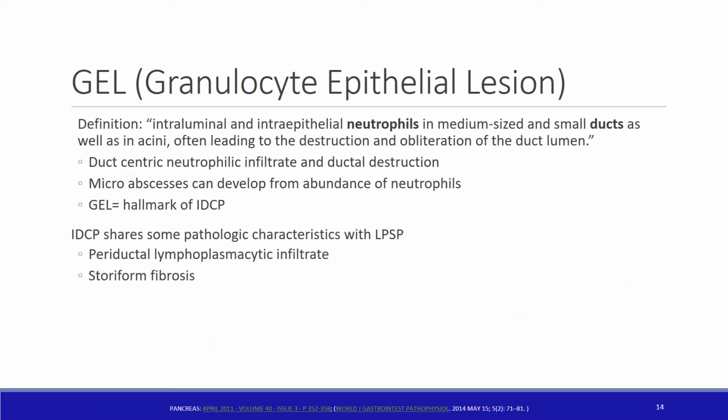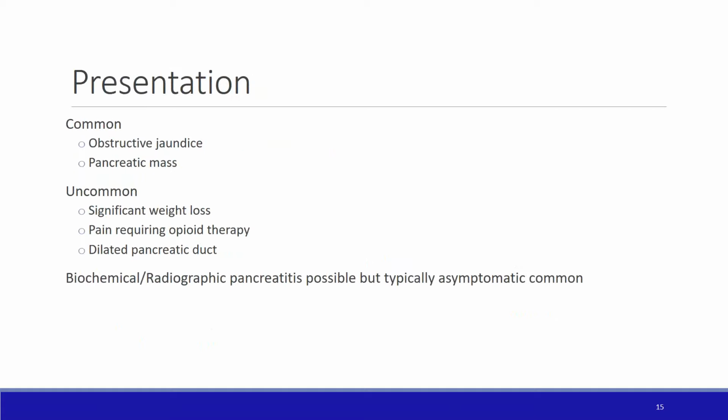So there are these interluminal and intraepithelial neutrophils in the medium and small ducts that lead to the destruction and obliteration of the duct lumen. They can be very abundant and even lead to little microabscesses, and this is really the hallmark of the IDCP. There is some crossover in pathology characteristics between the IDCP and LPSP, specifically the lymphoplasmacytic infiltrate and the storiform fibrosis.